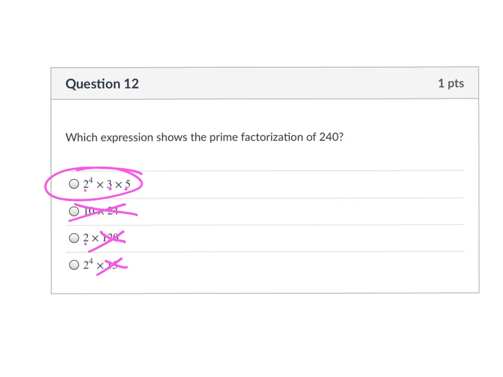I can check that by evaluating these. So 2 to the fourth power is 16, and then multiplied by 3 times 5. 16 times 3 is 48. 48 times 5 is 240.